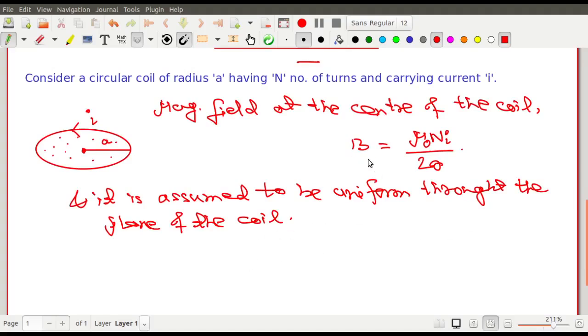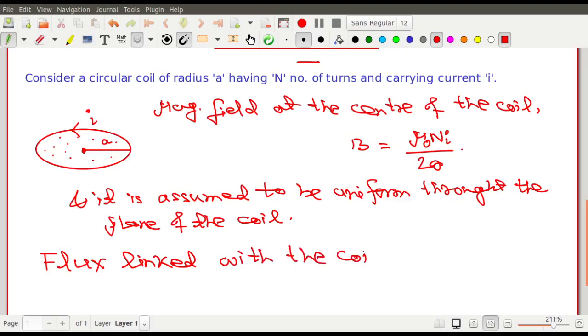Okay, now what is the flux linkage? So the flux linked with the coil, phi, you know the formula, is NAB. Okay? That is the next idea. The flux linked with the coil is NAB. So we have the flux linkage. This is how we find the flux linkage.